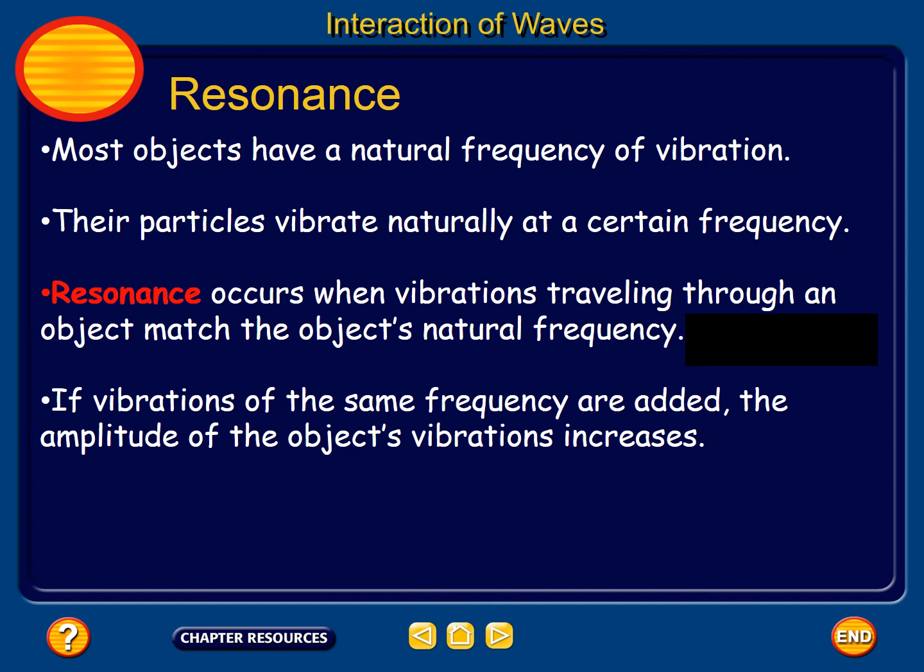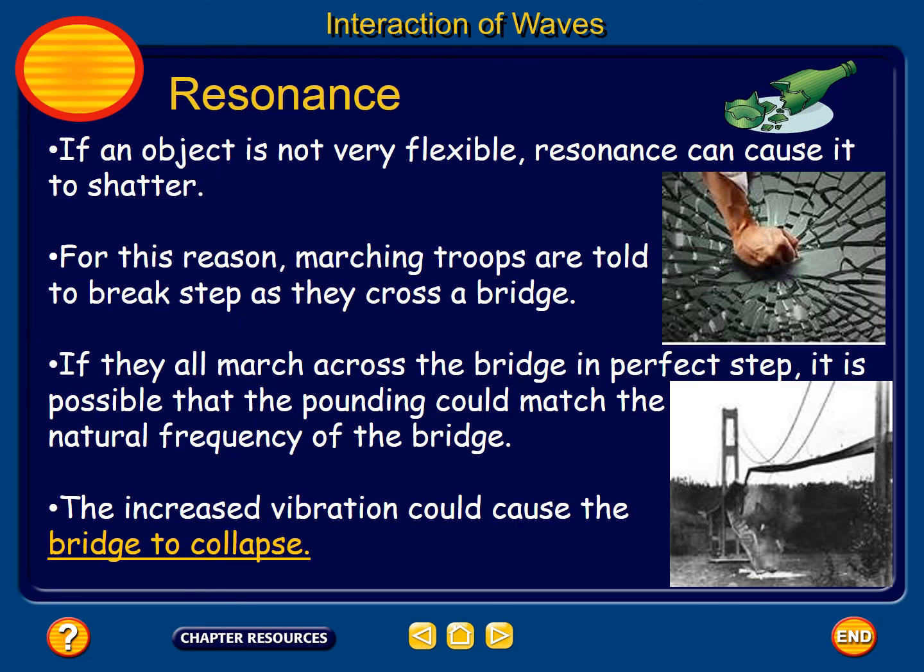Most objects have a natural frequency of vibration. Their particles vibrate naturally at a certain frequency. Resonance occurs when vibrations traveling through an object match the object's natural frequency. If vibrations of the same frequency are added, the amplitude of the object's vibration increases. If an object is not very flexible, resonance can cause it to shatter.